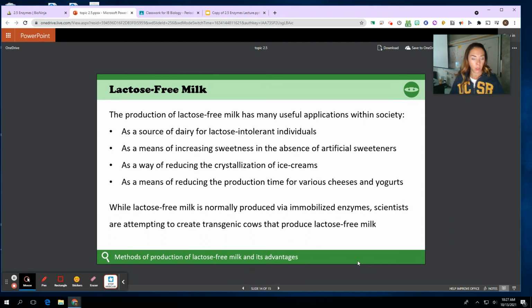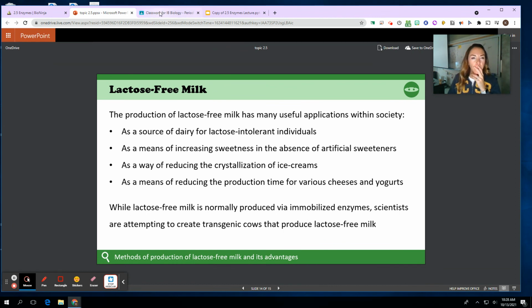Okay. Now, lactose, another cool thing that they're playing around with is actually producing cows that produce lactose-free milk, right? So where would I be looking at that? That's in the other one. So I'll show you that in the other one. But this has a lot of different useful applications, right? We've got the dairy-free for people that are intolerant. We can actually increase sweetness instead of using sweeteners, and change where ice cream crystallizes. So getting down that temperature, and then producing various cheeses and yogurts in a timely manner.